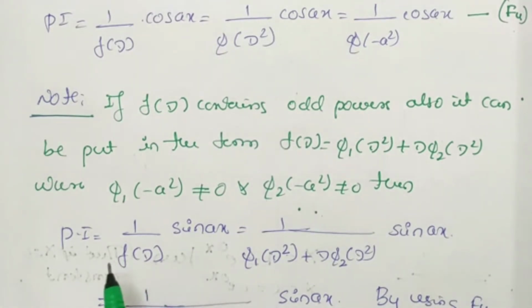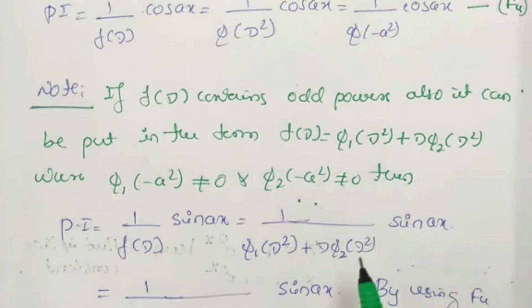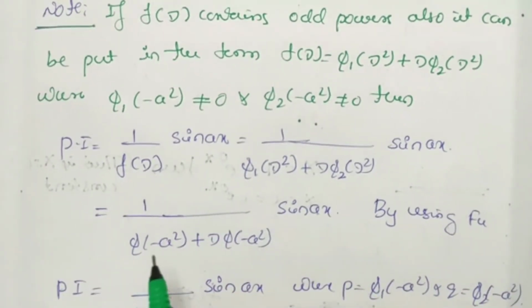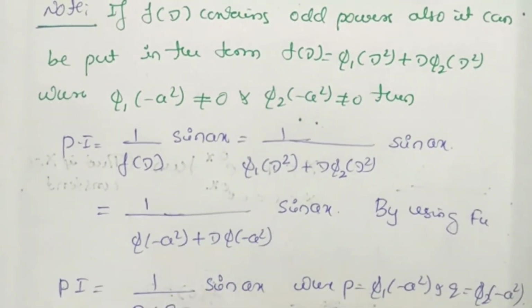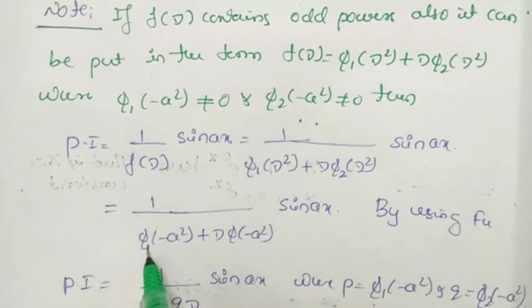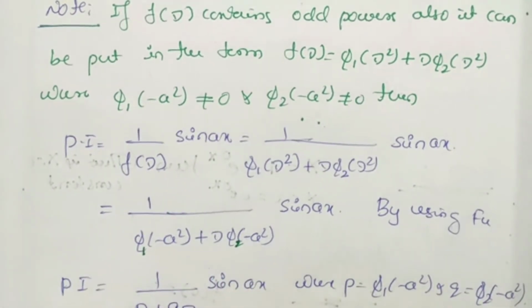So that is, particular integral 1 by f of D sin ax, this is the case when D is in odd powers. That is 1 by phi 1 of D square plus D into phi 2 of D square. Here also you have to express this in terms of D square only. Then only we can replace D square by minus a square. So it will become 1 by phi 1 of minus a square plus D into phi 2 of minus a square.